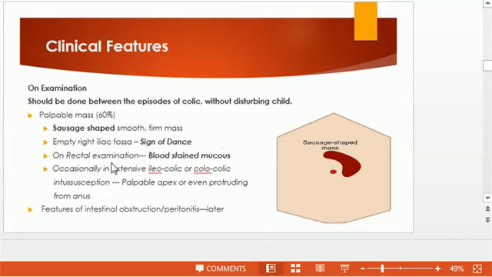Here you can see in the photograph, this is a sausage shaped mass which you can palpate in the umbilical area with the concavity towards the umbilicus.